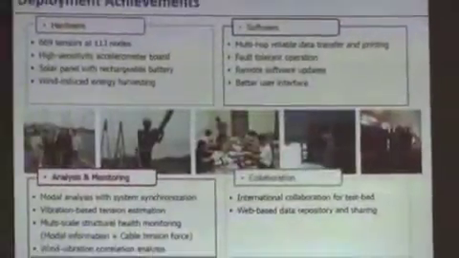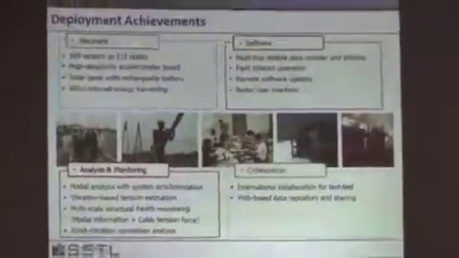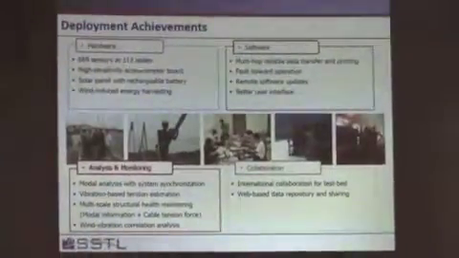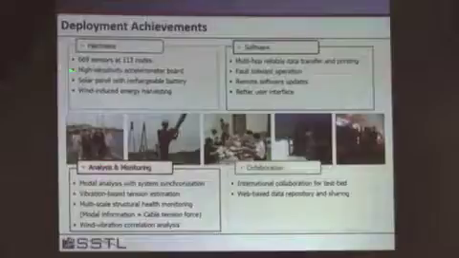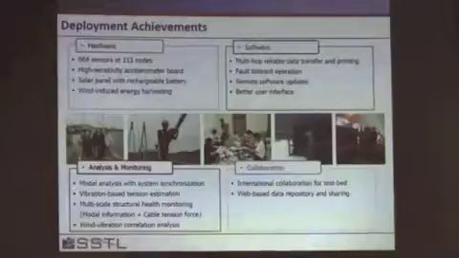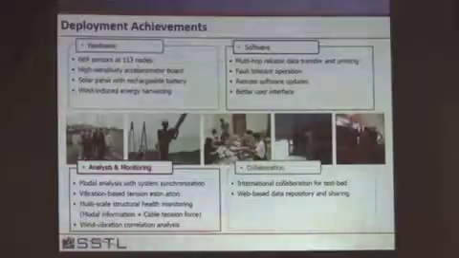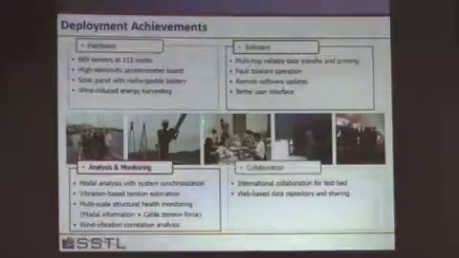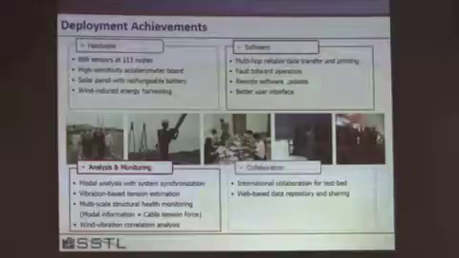So what were the achievements? We had hardware achievements in terms of the number of nodes, the types of nodes, high sensitivity accelerometers, solar panels, wind-induced harvesters. In terms of the analysis methods, we did modal analysis with system synchronization, vibration-based tension estimation, multi-scale structural health monitoring, wind vibration correlation analysis. In terms of the software, we developed fault-tolerant operation, multi-hop reliable data transfer, remote software updates.